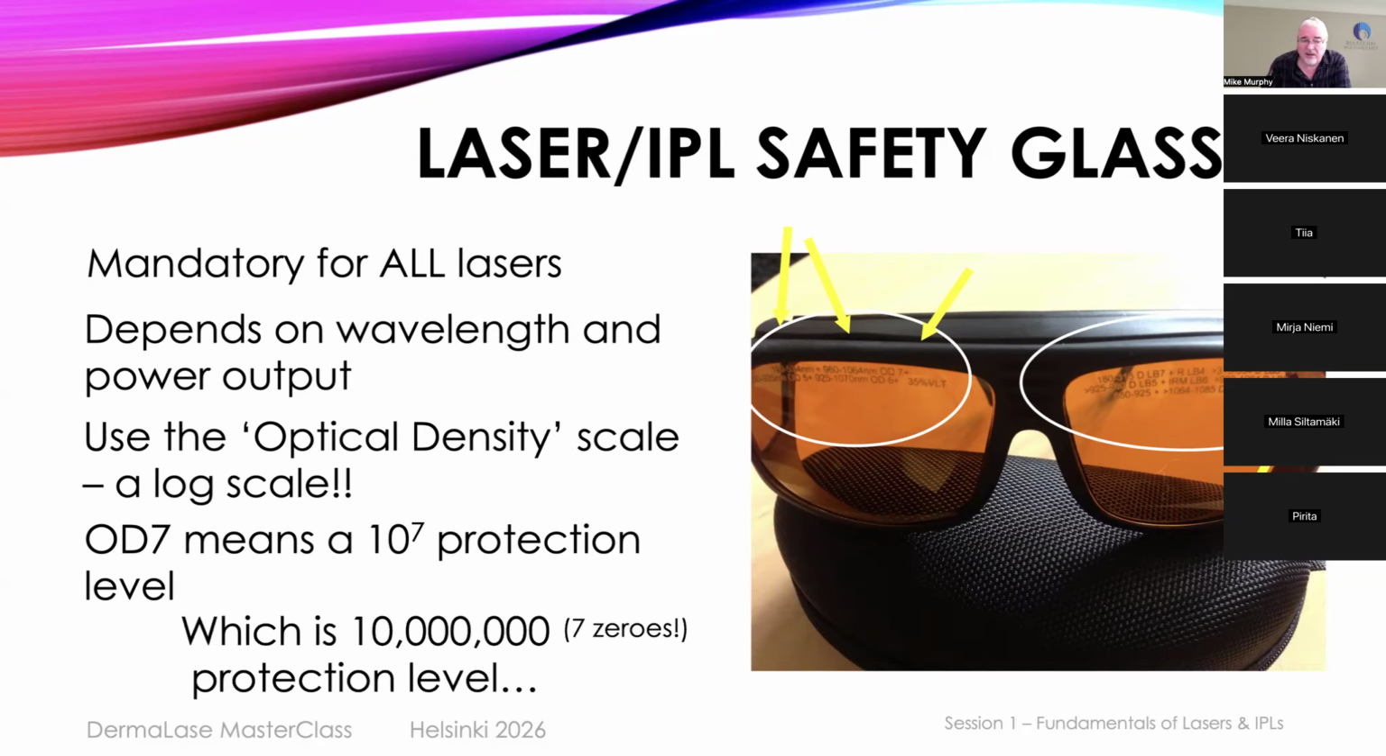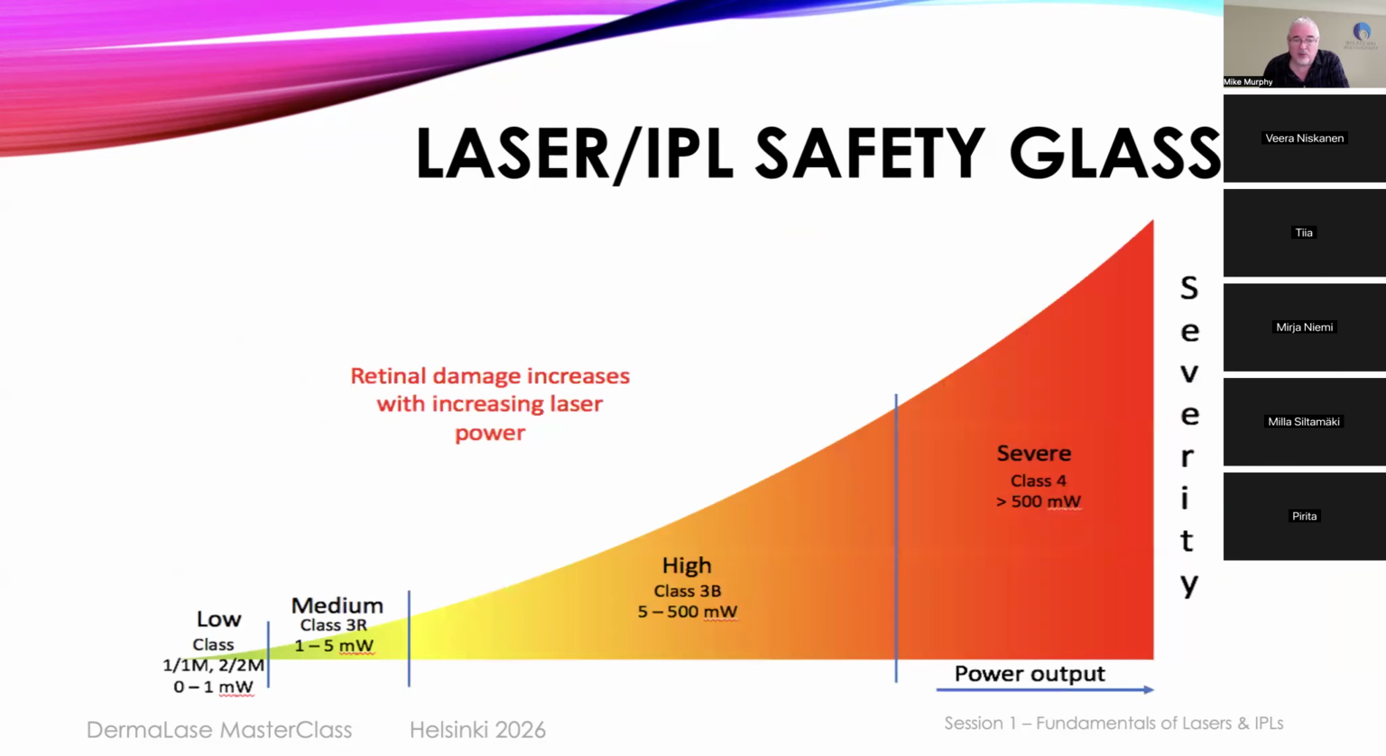Just for that wavelength. You could have an OD7 for 1064, like in these glasses, but it might be OD2 for, I don't know, 600 nanometers. So an OD2 is only a 100 protection level, which might not be enough. That could be damaging to your eyes. Okay, you've only got one pair of eyes. Make sure you protect them properly.